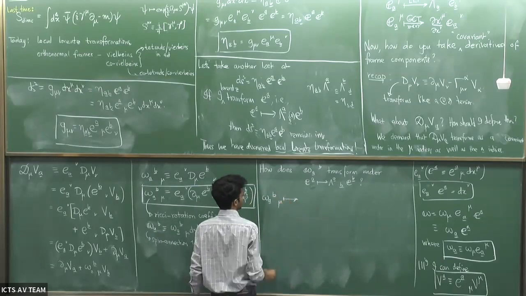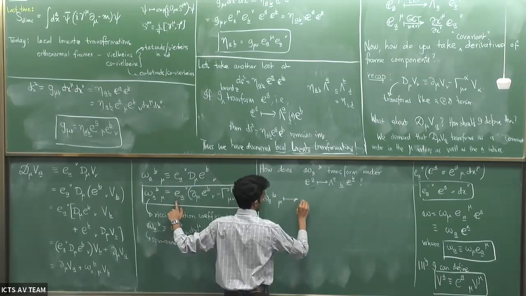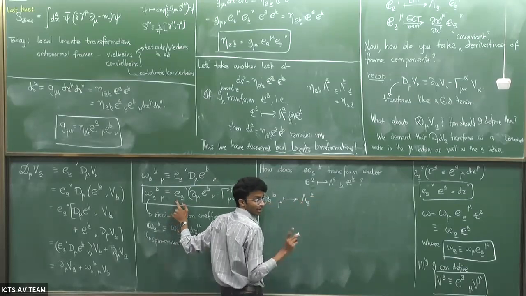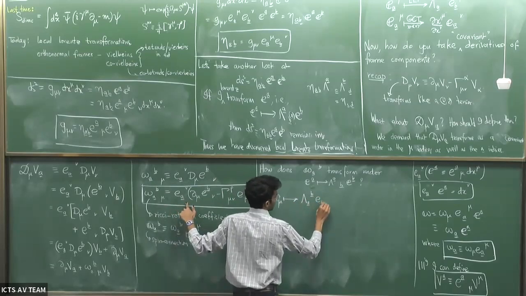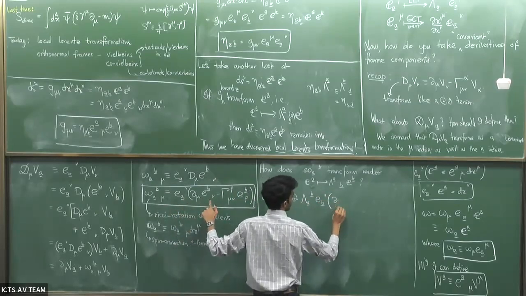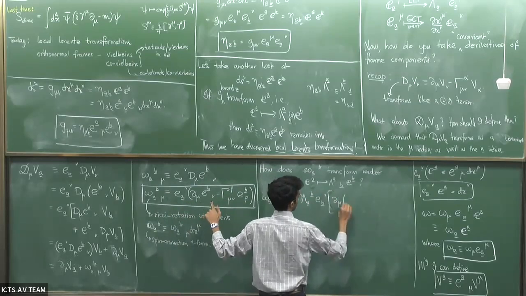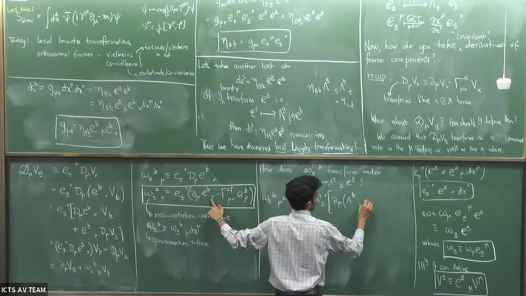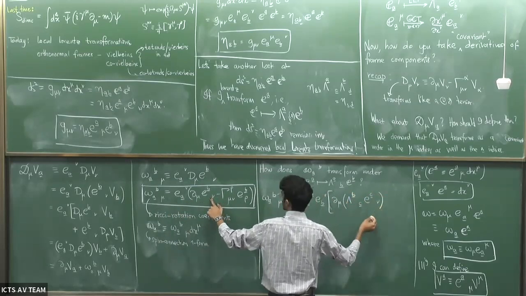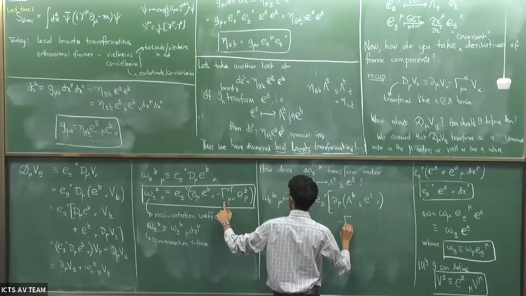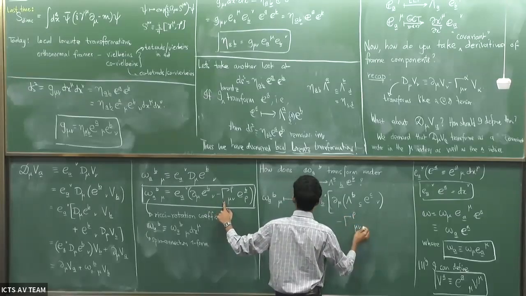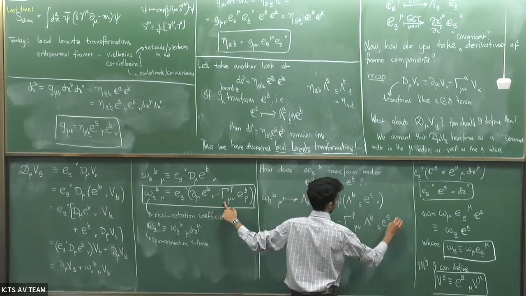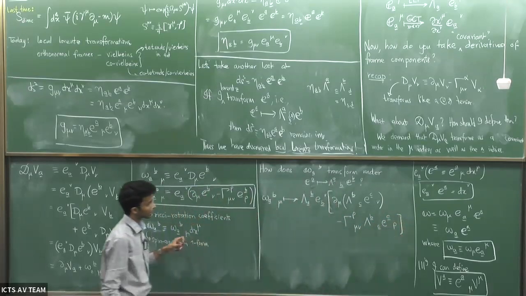It transforms as: you get a lambda AB. Remember that lambda now is a function of x. That's the whole point. E B mu del mu lambda BC E C mu, minus mu lambda BC E C. Okay?